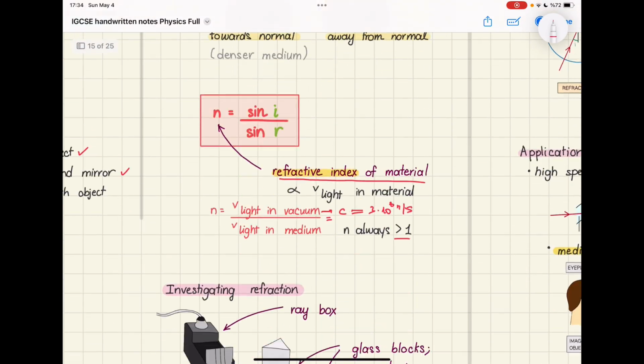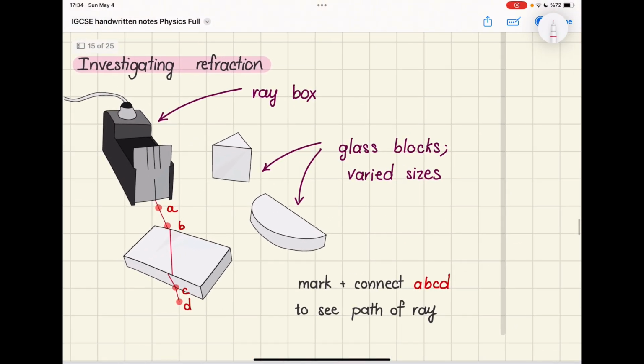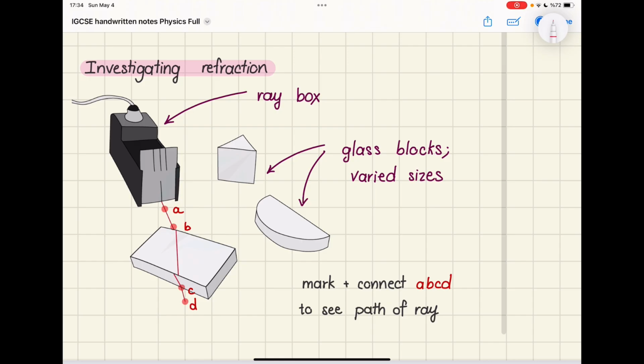Refraction can be investigated through these different types of slits and by different glass blocks of varied sizes. We can also, with the ray box, produce a very, very narrow slit light source, through which we can then observe all of these things that we just talked about.